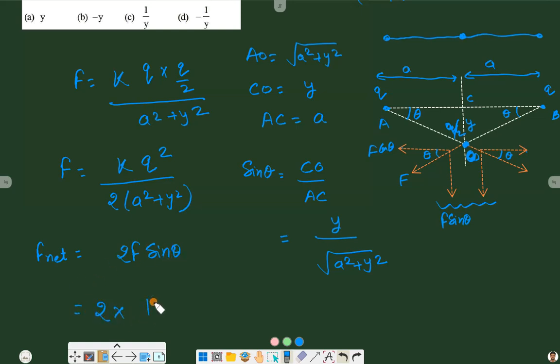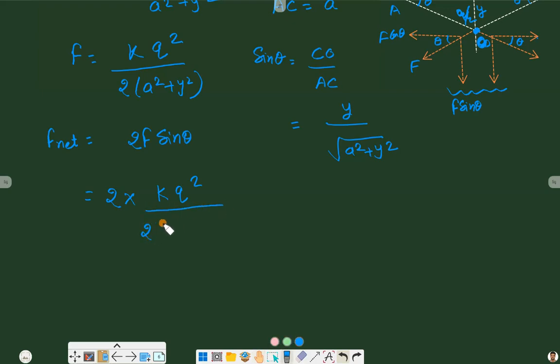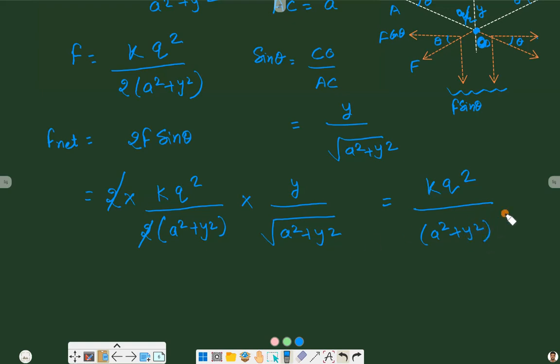So twice of k q square, 2 a square plus y square, multiply y, a square plus y square. This 2 will get cancelled on both sides and we will be left with k q square a square plus y square raised to power 3 by 2. This is 1 power and this is half power, so 1 plus half, 3 by 2, into y. So this is the force.